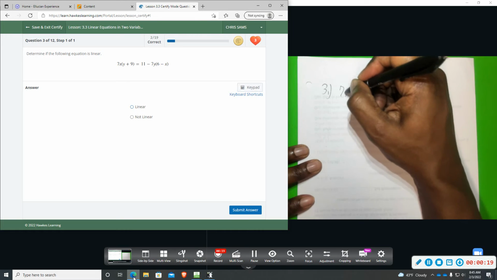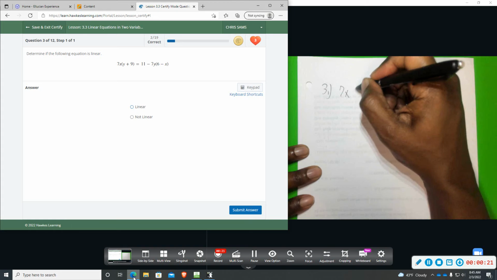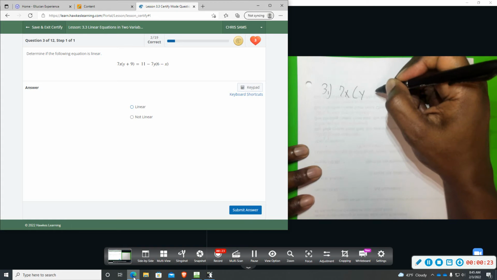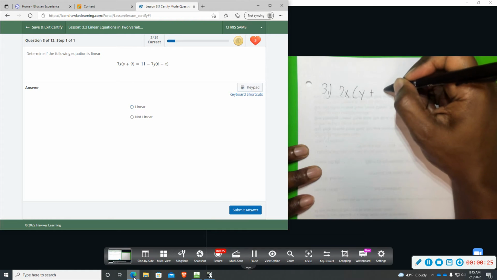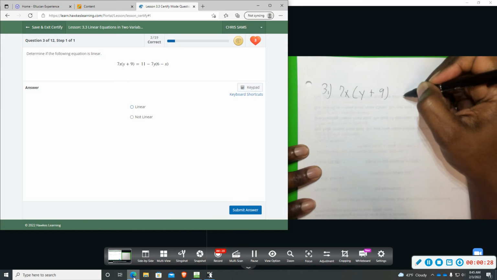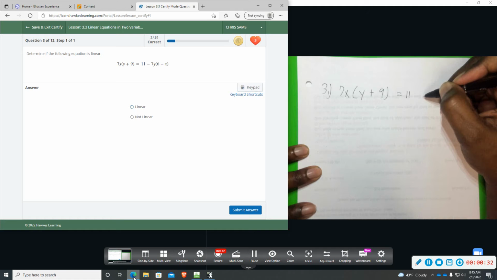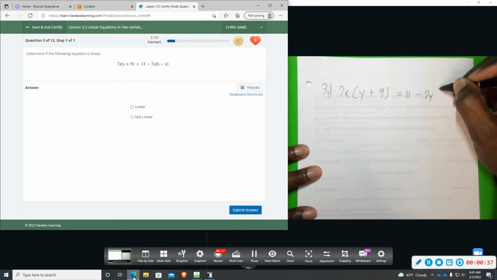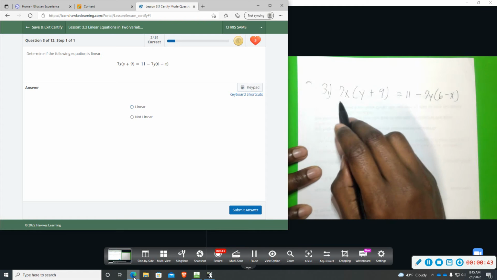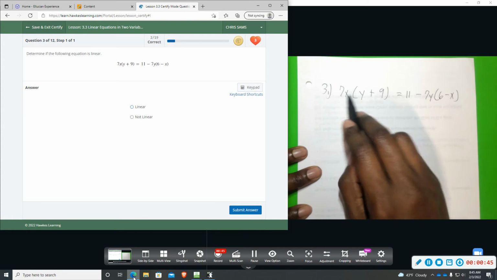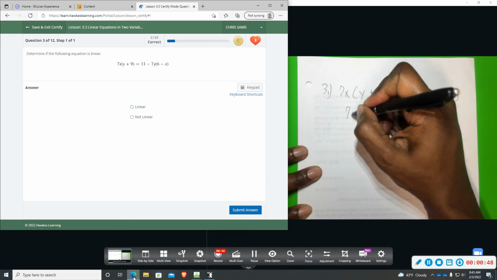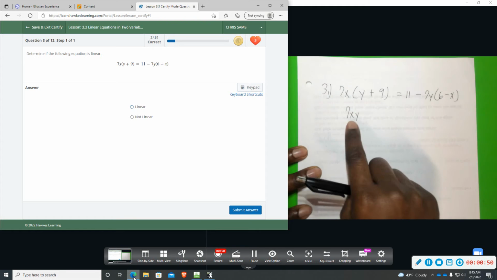So we have 7x, and then in parentheses, we have y plus 9, equals 11 minus 7y, in parentheses, this will be 6 minus x. Alright, so we're going to distribute 7x times both terms, so this will give us 7xy. So this is a problem.